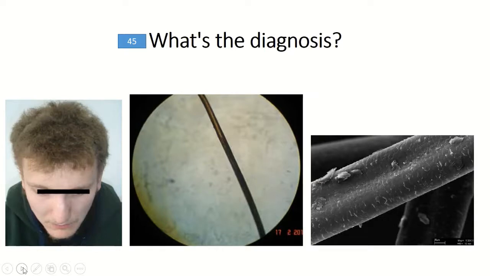Question 45. What's the diagnosis? Clinical images here show pale, blonde, and unruly hair. On light microscopy, longitudinal depression is found, and on electron microscopy, longitudinal grooving is seen. In conclusion, uncombable hair is indicated.